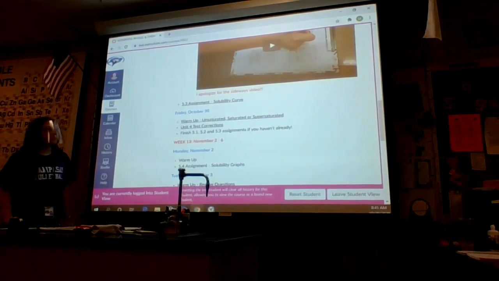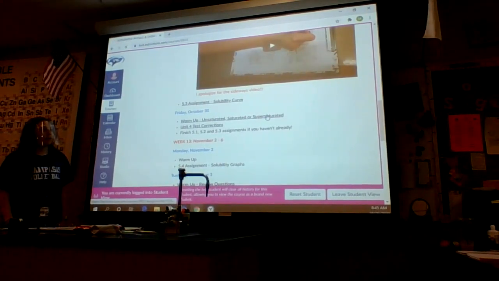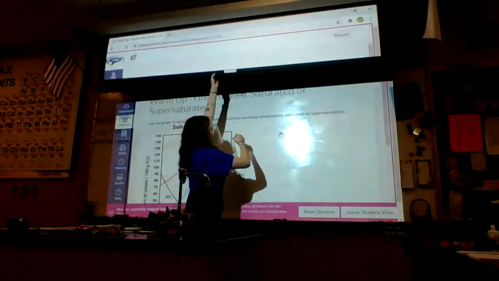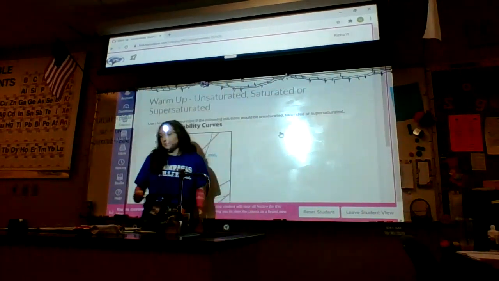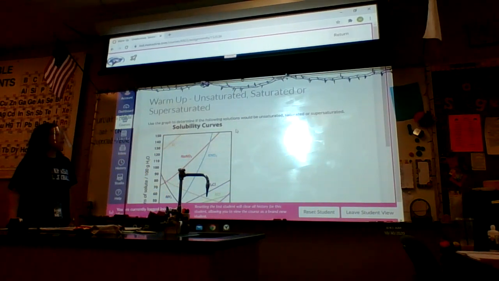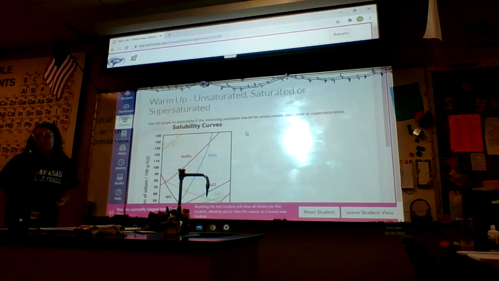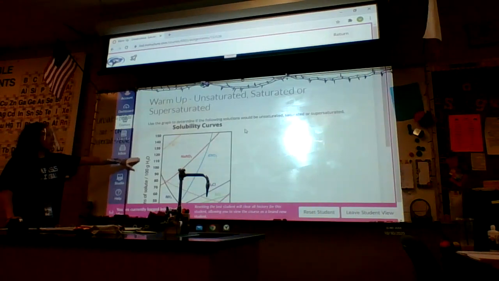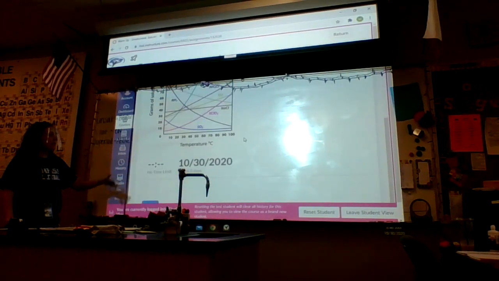So today's warm-up: unsaturated, saturated, or supersaturated. It says, use the graph to determine if the following solutions would be unsaturated, saturated, or supersaturated. We're going to use this graph for all of our questions and see what happens.